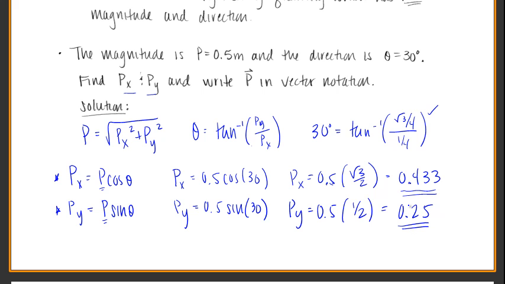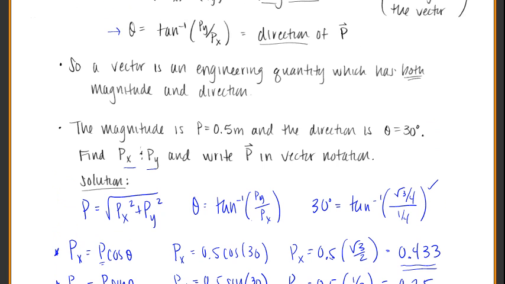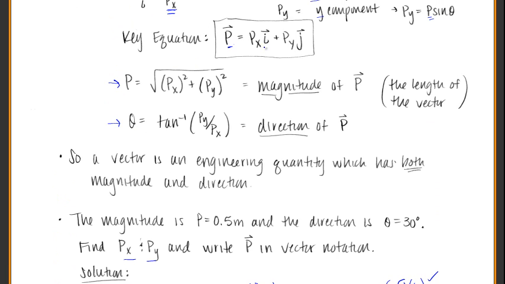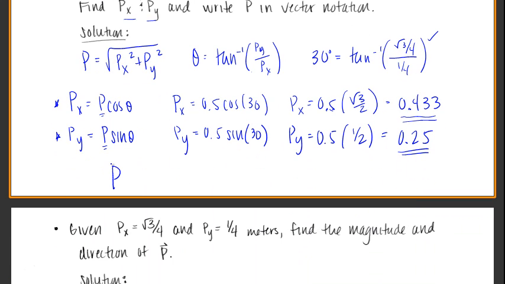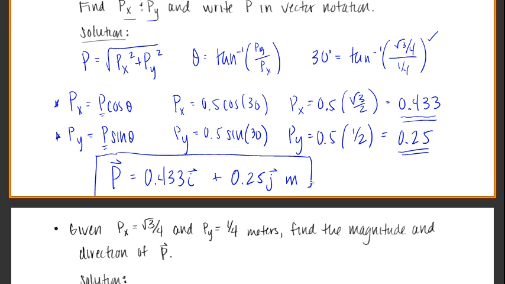Now it wants us to write this in vector notation. Let me come back up to this so you can see it again. Vector notation involves your x portion times the unit vector plus your y portion times the unit vector. So our vector in general is going to be 0.433, our x portion, times its unit vector, plus 0.25 times the y unit vector, and all of this was in terms of meters. So that right there is our answer.